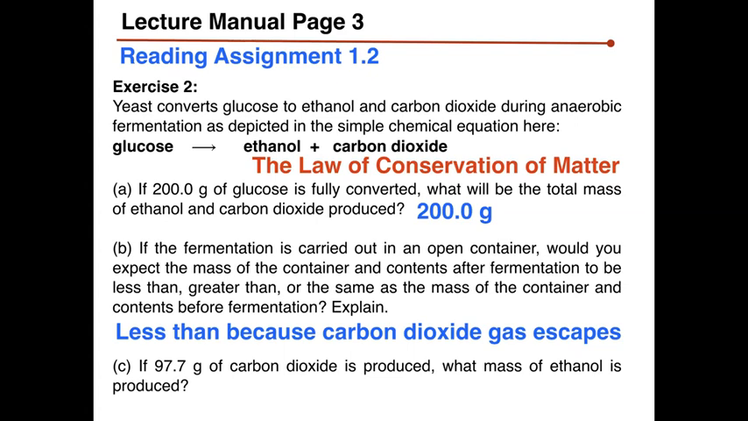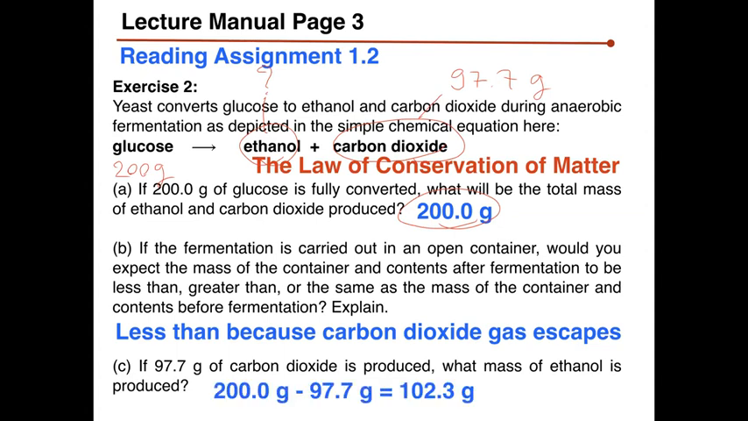Okay, so the last one is, if 97.7 grams of carbon dioxide is produced, what mass of ethanol is produced then? Let's say you start with this 200 grams of glucose. You know that the gas that escaped is carbon dioxide, 97.7 grams. So how much ethanol did we produce then? The answer would be 102.3 grams, because it's going to be the difference: mass of glucose minus mass of carbon dioxide gives the mass of ethanol, according to the law of conservation of matter.